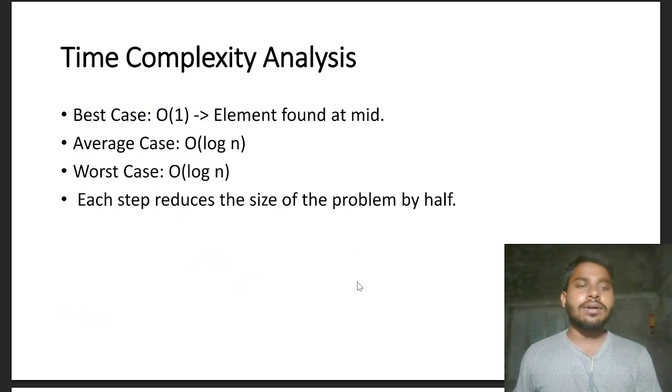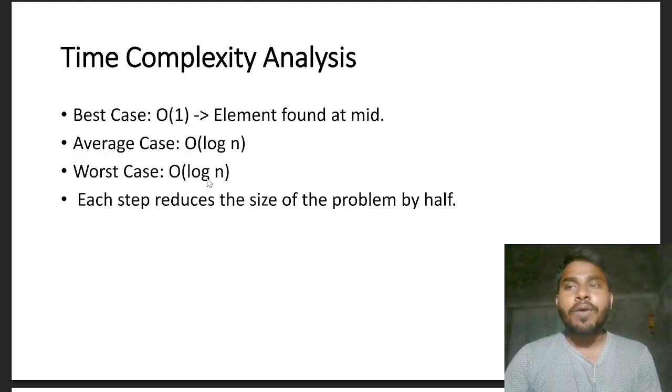So now let's understand the time complexity of binary search. In the best case, we have to perform only one operation: at the first calculation of the mid, if the target element is at the mid of the array, we only perform one operation. In that case, the time complexity is order of 1. In the average and worst case, the time complexity is order of log n.